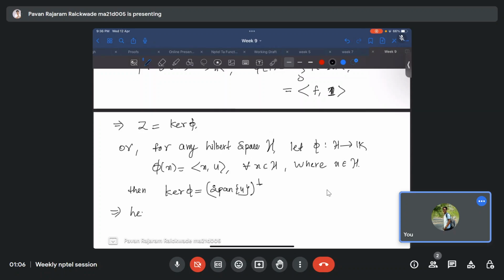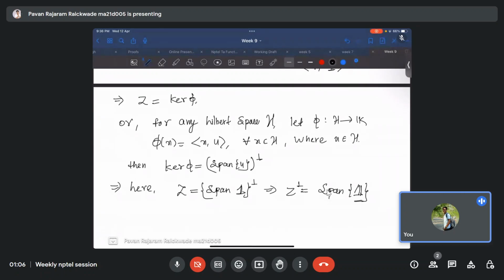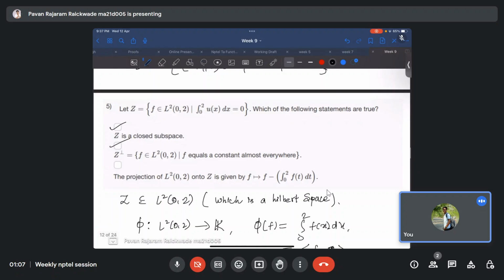So here, what is our Z? Z is the span of the constant one function, which implies Z perp equals the perp, because it's a finite dimensional space, so it will be again the same span of the singleton one. The constant one is the almost everywhere constant function, so when you take the span of it, it's just the set of all functions which are constant almost everywhere. That's basically what we want. The second option is also true. This is because this set is just the span of the constant one function in L2.